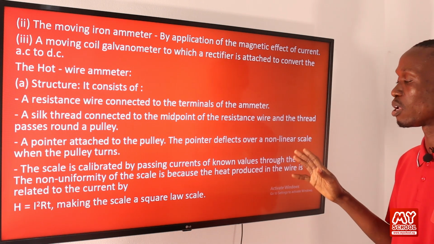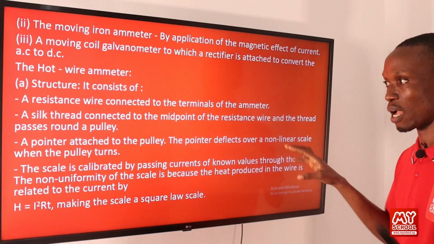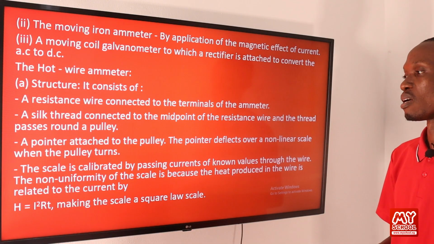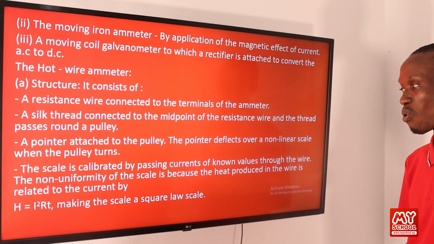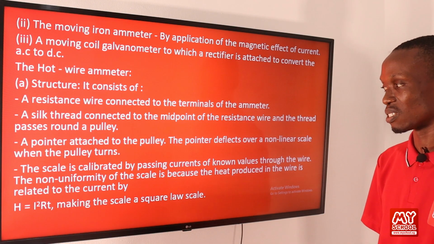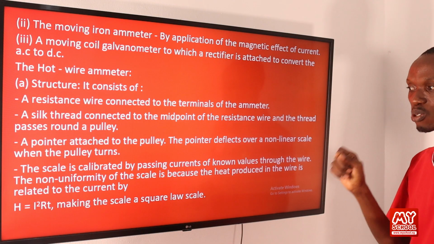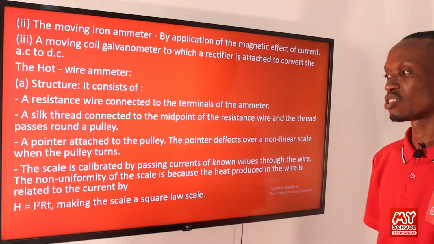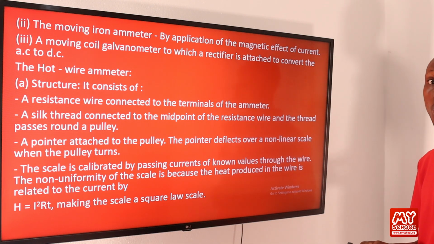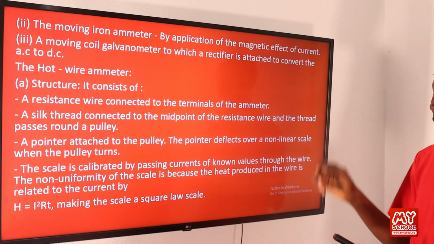When we say a non-linear scale, we are saying the scale is not a straight line scale. It's not like a ruler. It could be something like circular in shape. Now, the scale is calibrated by passing currents of known values through the wire. The non-uniformity of the scale is because the heat produced in the wire is related to the current by H = I²Rt, making the scale a square law scale. Let's move to the next slide.